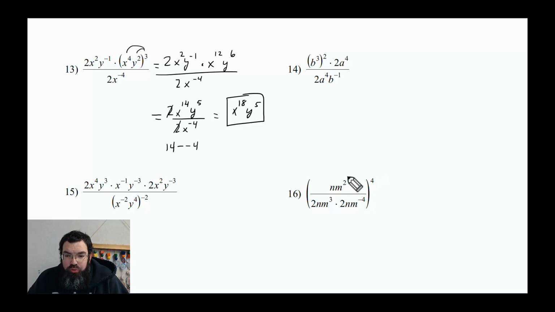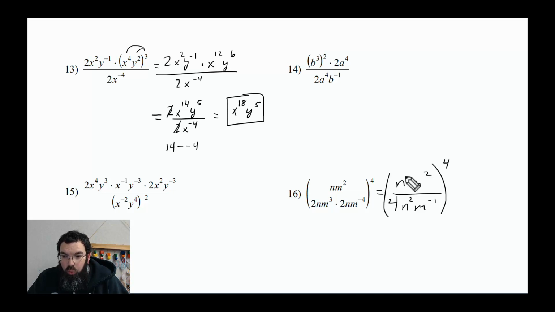Here, remember, I want to do parentheses first. So in my numerator, I can't do anything, nothing there. But in my denominator, I can do stuff down there. I can do 2 times 2 is 4. I can do n plus n is n to the 2. And then m to the third and m to the negative 4 makes m to the negative 1. That is still technically in my parentheses.